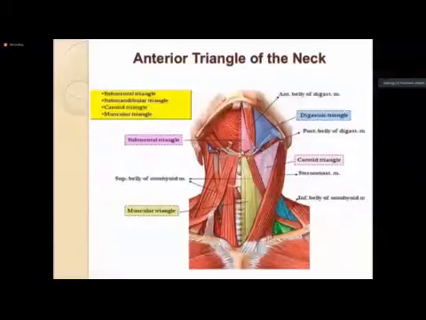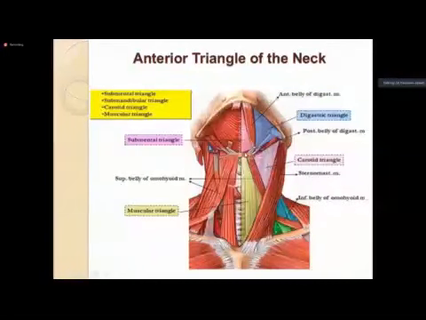We have the submental triangle. If you remember from mental, the chin area, this is the submental triangle. Below the chin, at the side of the submental, is the digastric triangle. We have a carotid triangle, and we have the muscular triangle. When we talk about the submental triangle, medially it is bounded by the midline, laterally by the medial border of the anterior belly of the digastric muscle, and below by the hyoid bone.